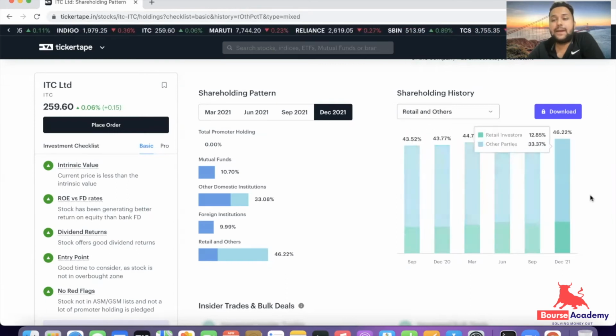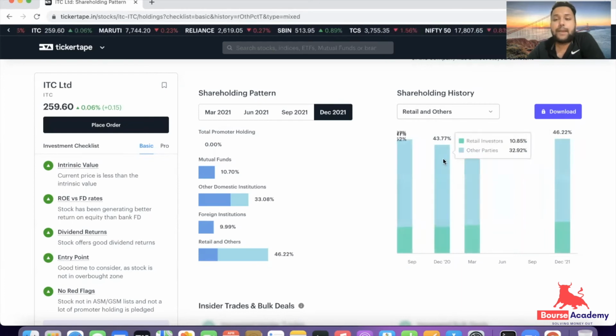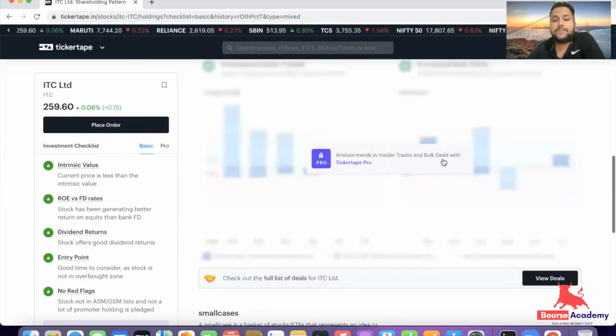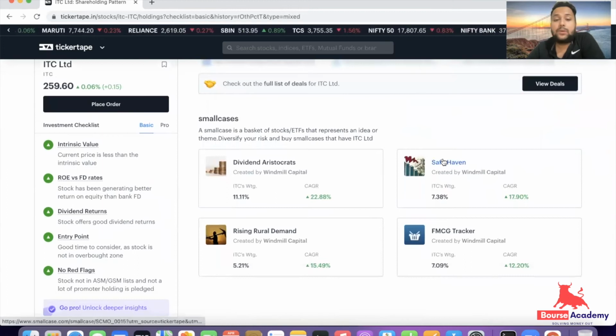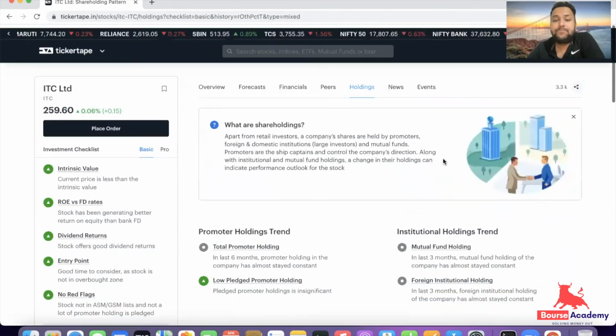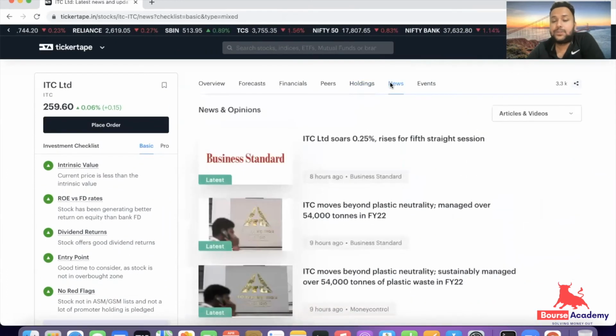And if we talk about retail, you can clearly see retail investors are holding around 12% of the stock and other parties are holding around 33%. So by using this information on the website, you can also see who is making the value of the stock here.